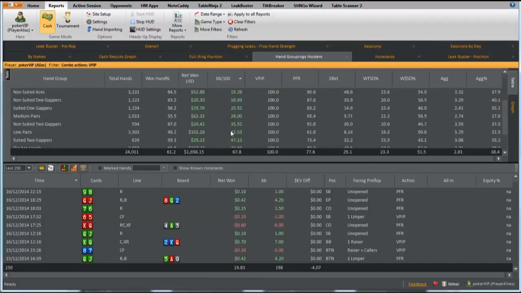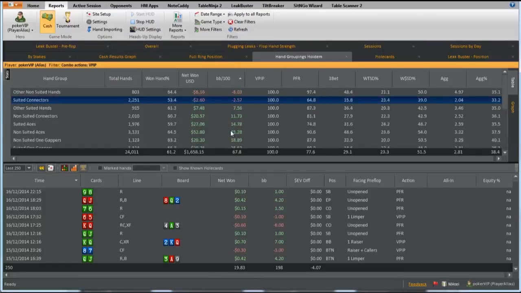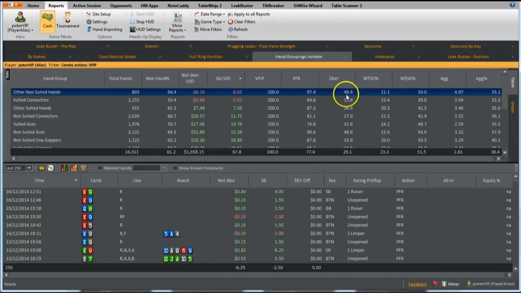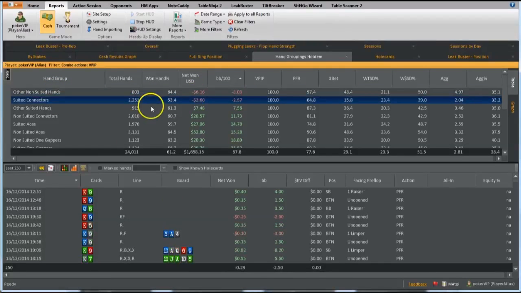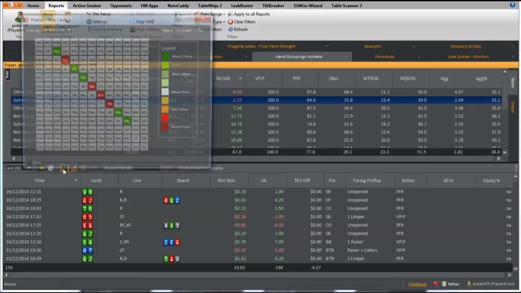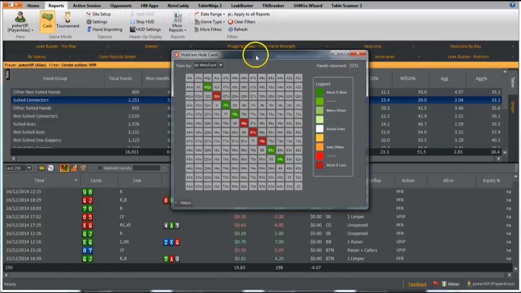So if you find there's any red numbers, then that probably indicates you want to filter a little bit deeper into which hands are causing you problems. The way you could do this is, maybe there's a problem with suited connectors, perhaps, maybe not, but maybe there is. So we bring up the graph here, the whole cards grid, and you can see specifically which hands are costing Hero the most money.